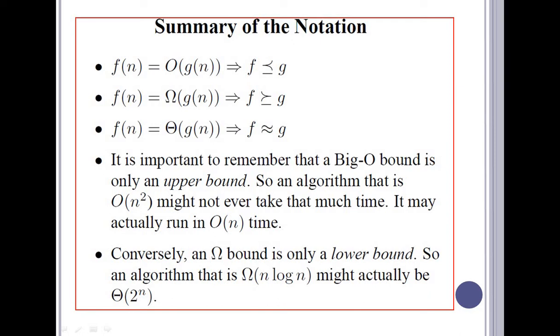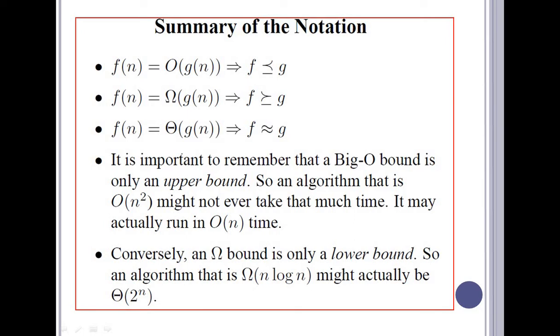So, the summary of the notations. We have used three notations to describe time complexity as a function. In big O, my f of n is always less than g of n. In omega, my f of n is always greater than g of n. So big O represents the upper bound, omega represents the lower bound, and theta represents both the lower and the upper bound.